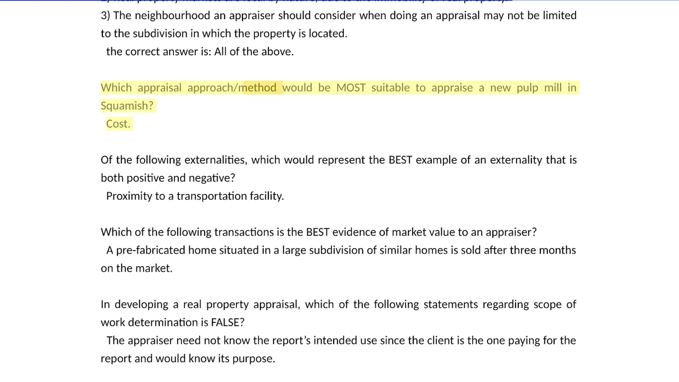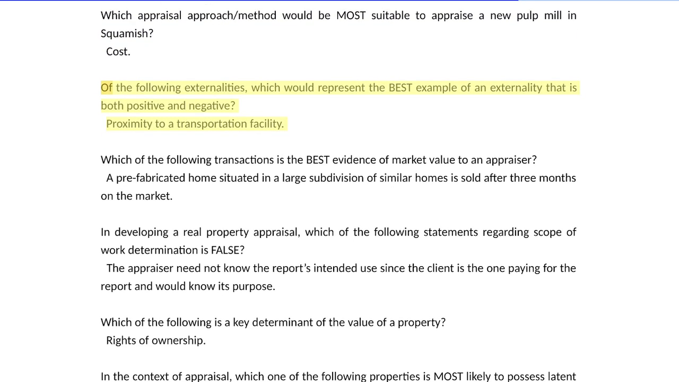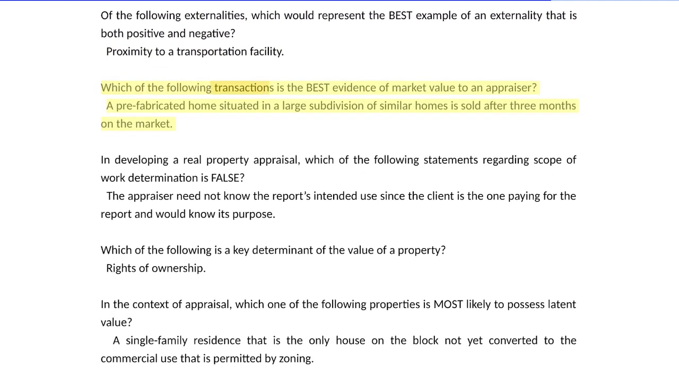Which appraisal approach method would be most suitable to appraise a new pulp mill in Squamish? Cost. Of the following externalities, which would represent the best example of an externality that is both positive and negative? Proximity to a transportation facility. Which of the following transactions is the best evidence of market value to an appraiser? A prefabricated home situated in a large subdivision of similar homes is sold after 3 months on the market.